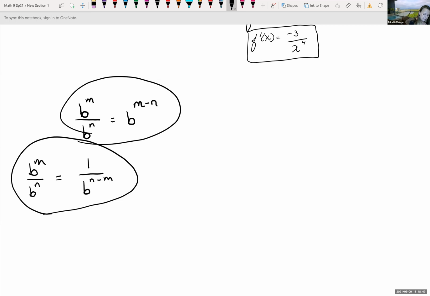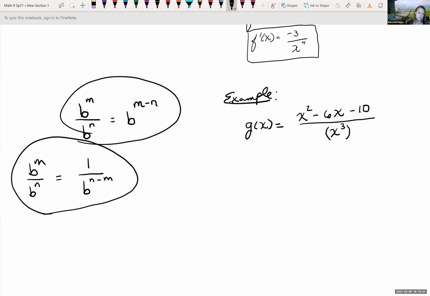And so here's an example where that could be helpful. Let's say we have our function, let's call it g of x this time, and let's say we have it as x squared minus 6x minus 10 all over x cubed. And we want to take the derivative of this. Right now, again, I don't have the quotient rule, where we have some function on top divided by some function on the bottom, but I can manipulate this because this is a single term down here. We can rewrite this as 3 separate fractions. So let's manipulate g of x to get into the form that we know how to take the derivative. This is the same thing as x squared all over x cubed minus 6x all over x cubed minus 10 all over x cubed.